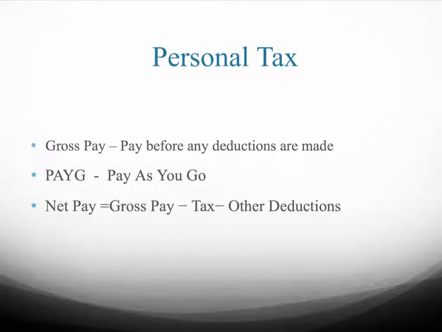Other deductions which can be made from a person's pay are for such things as union fees, private health, or superannuation, to name a few. In this video, though, we're going to focus on the tax which is deducted by the employer each pay. This tax is referred to as the tax withheld.